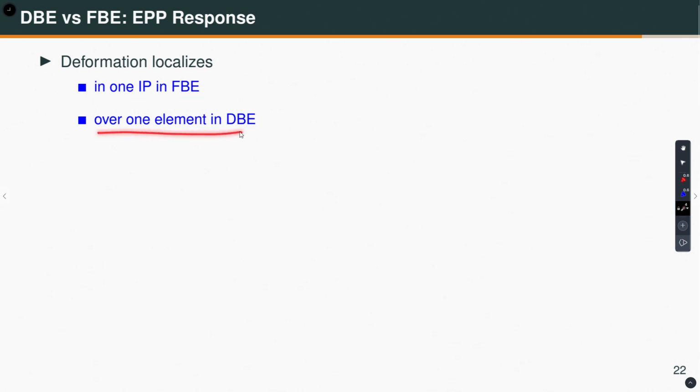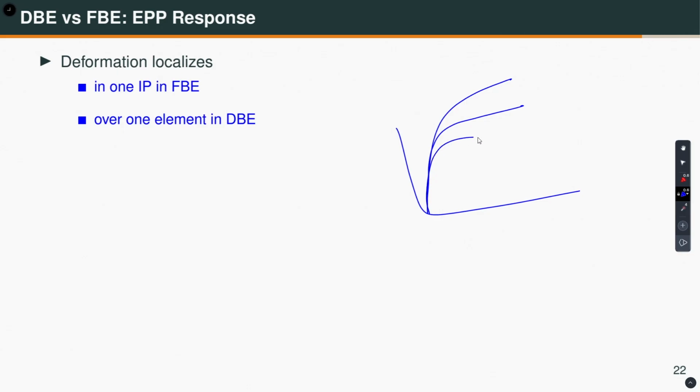and over one element for displacement-based element. So what happens for strain softening response? Remember, we talked about 3 cases. This is one, this is EPP, and this is the strain softening. What happens for strain softening? Well, we shall see in the next lecture. There we will lose objectivity for the global response as well. We shall see that.